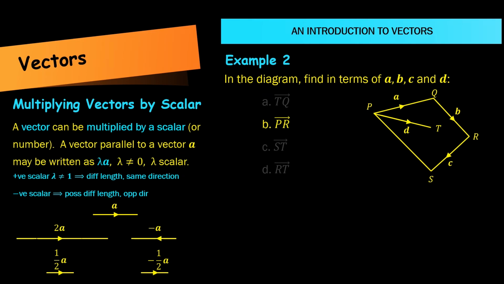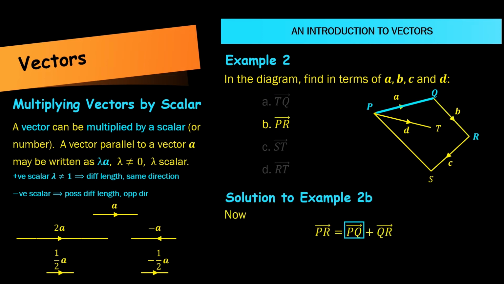And now for part B. We are required to find, in terms of a, b, c and d, the vector pr. The diagram has been highlighted with p, q and r in red. Here's our journey. Here's p to q and here's q to r.